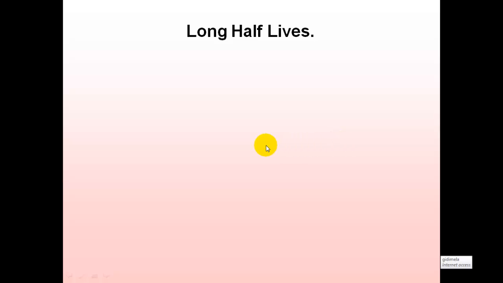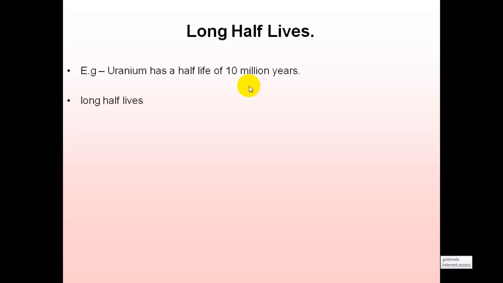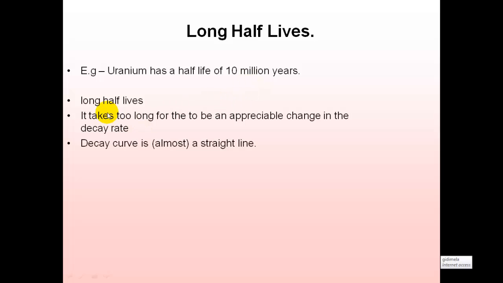When we measure long half-lives, the method is a little bit different. Uranium has a half-life of roughly 10 million years. These are very long half-lives, and it will take too long for there to be an appreciable change in the decay rate, so we can't wait long enough for there to be a difference in the decay rate to be able to find out how much the sample is decaying. The decay curve is almost a straight line, and we can't really detect any difference.